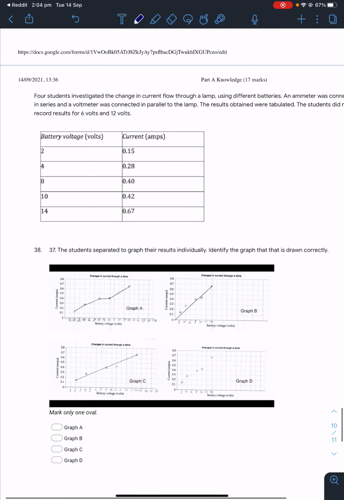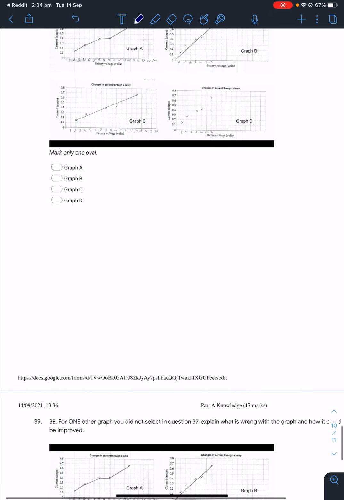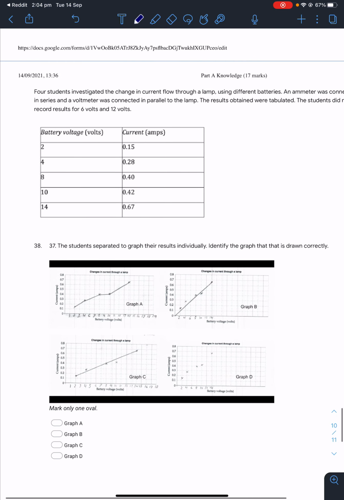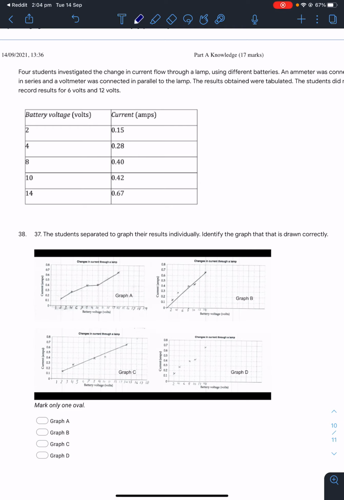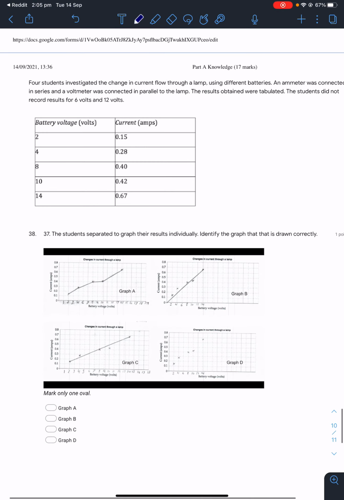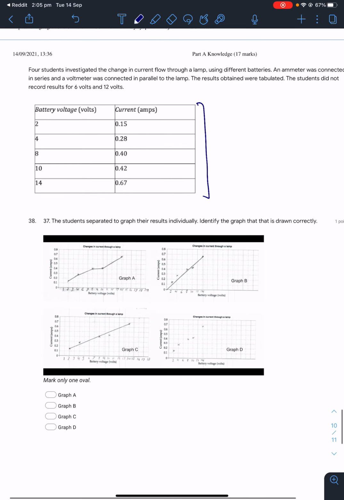Okay, this last part all has to do with graphing. And I actually had a few more problems than I'd hoped for with this one, okay? So here, 4 students investigated the change in current flow through a lamp using different batteries. Okay, so they applied different battery voltages, and they measured the current. And so they used an ammeter connected in series, and a voltmeter was connected in parallel to the globe or the lamp. And the results we tabulated here, and the students didn't get any data for 6 or 12 volts, which is fine. Okay, so 4 students produced these 4 graphs.